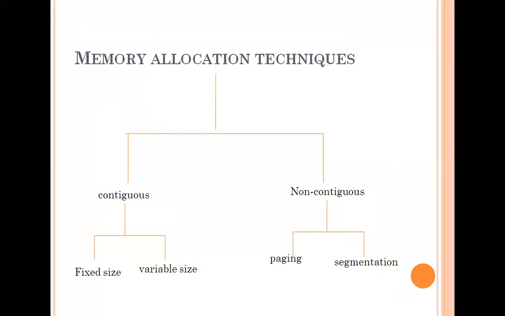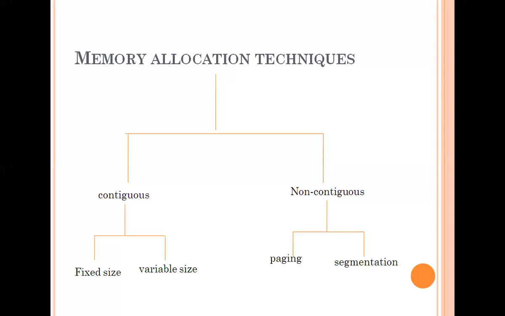Next, memory allocation techniques. These techniques are used to allocate and deallocate the memory partitions to different processes. These are mainly categorized into two types. First one is contiguous and second one is non-contiguous. Then the contiguous allocation is again divided into two types: first one is fixed size and second one is variable size, and the non-contiguous is again divided into paging and segmentation.